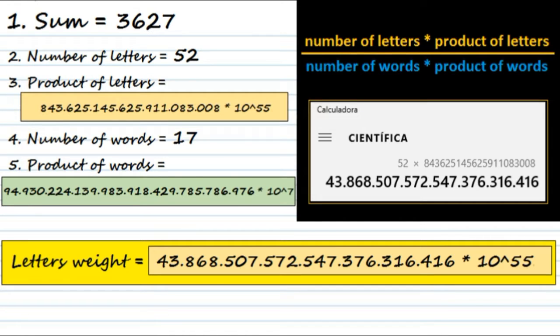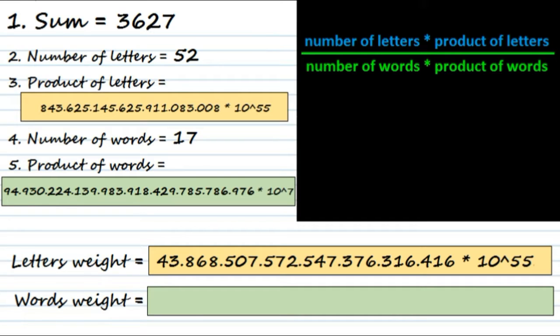of the letters the value 52 times this large number equals 43 sextillion, 868 quintillion, 507 quadrillion, 572 trillion, 547 billion, 376 million, 316,416 times 10 to the 55.